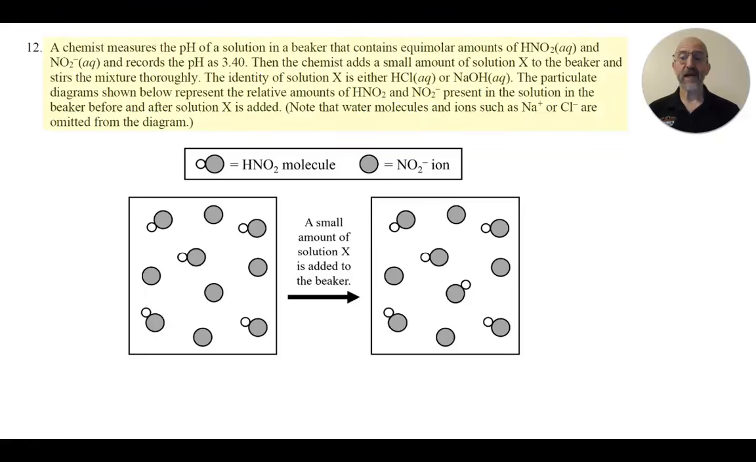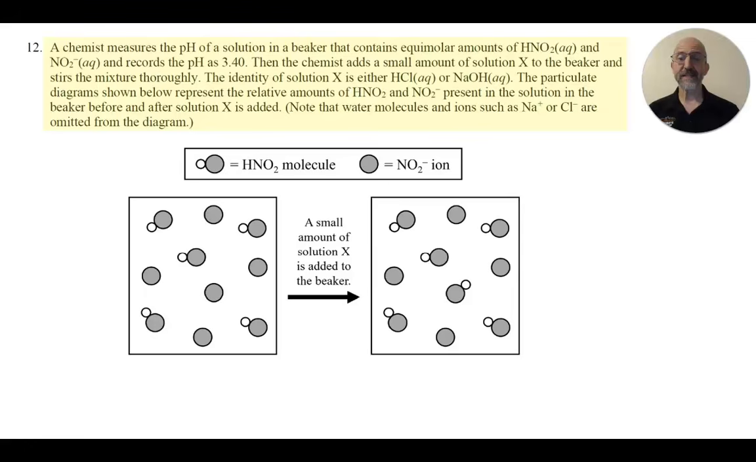A chemist measures the pH of a solution in a beaker that contains equimolar amounts of HNO2, nitrous acid, which is a weak acid, and its conjugate base, the nitrite ion, NO2-. Now, the pH is recorded as 3.40, and then the chemist adds a small amount of solution X to the beaker and stirs the mixture thoroughly.